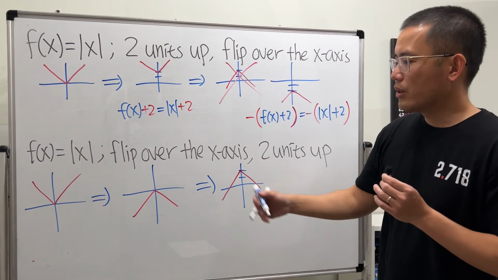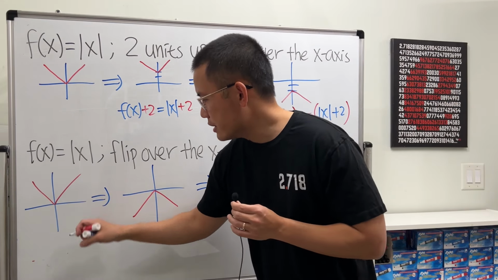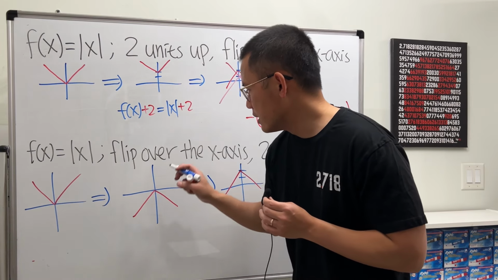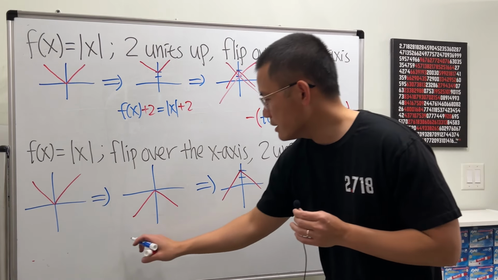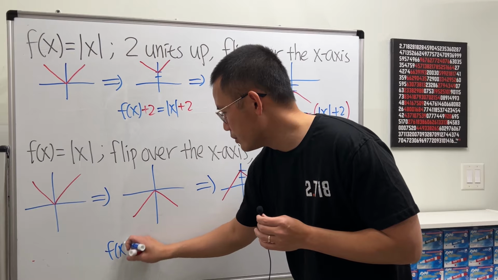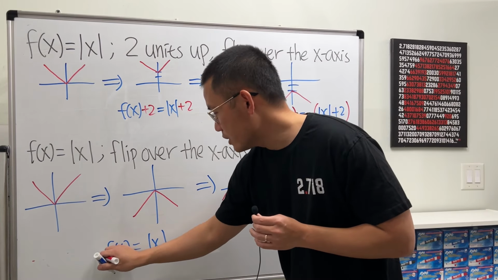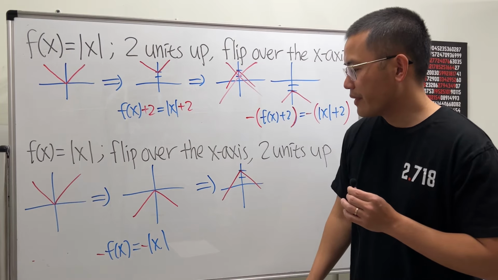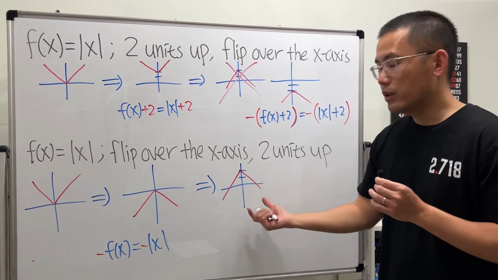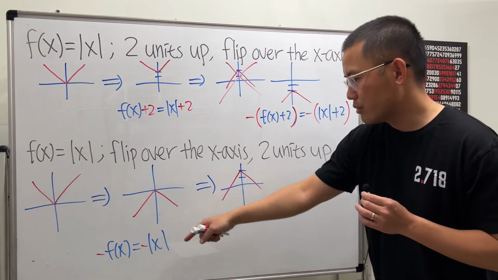Yeah? So let's go ahead and write that. So in this case, start with absolute value of x, flip over the x-axis. So that means we have to negate the function like this. So after we have this, go up twice, just add 2 to it.